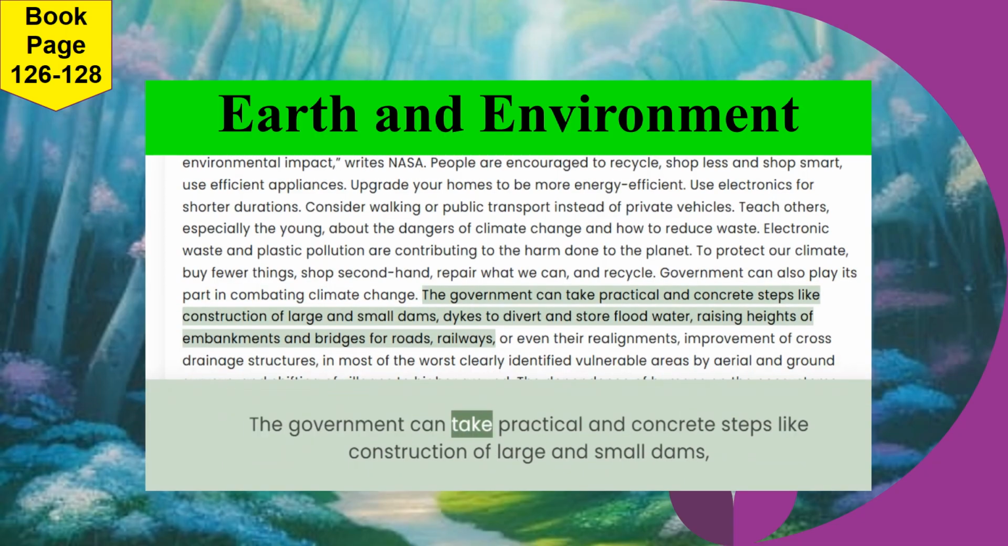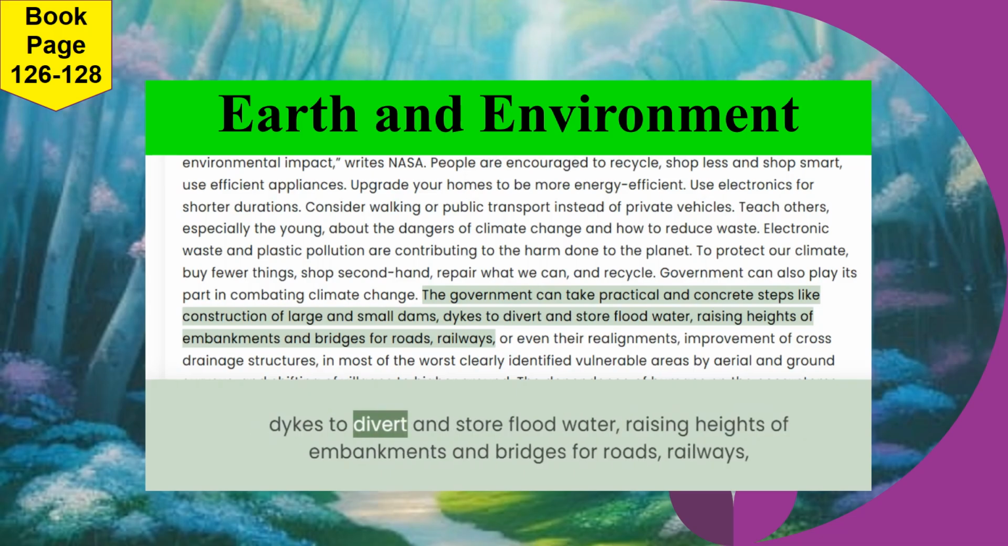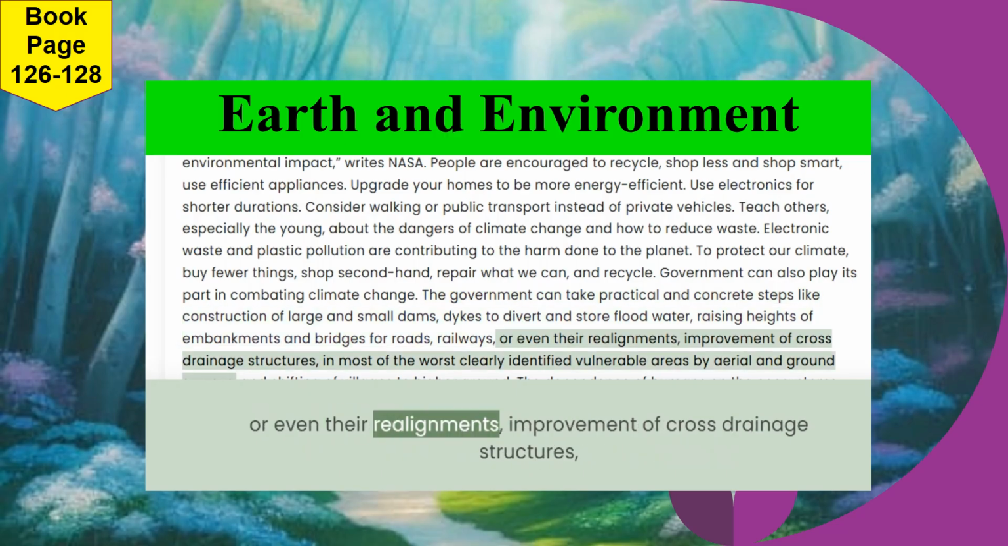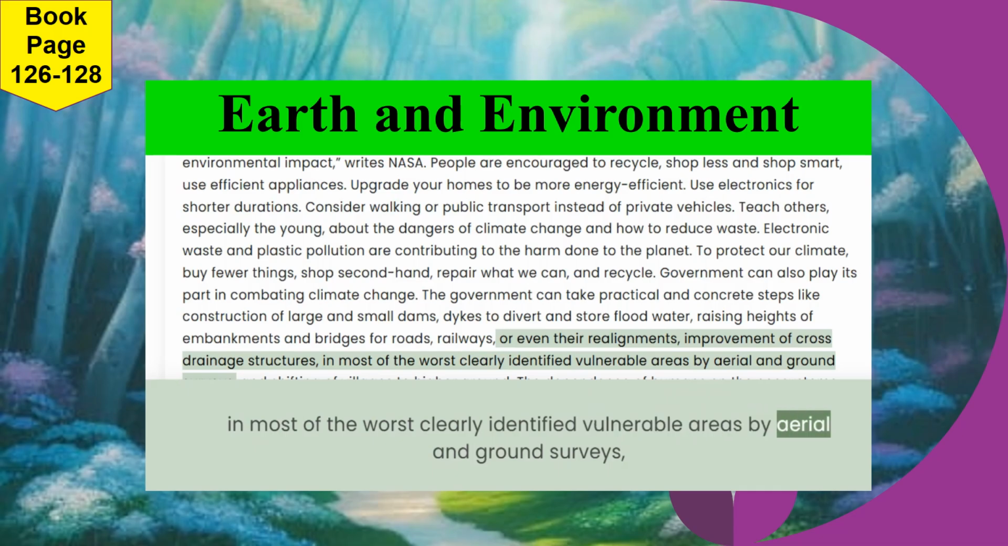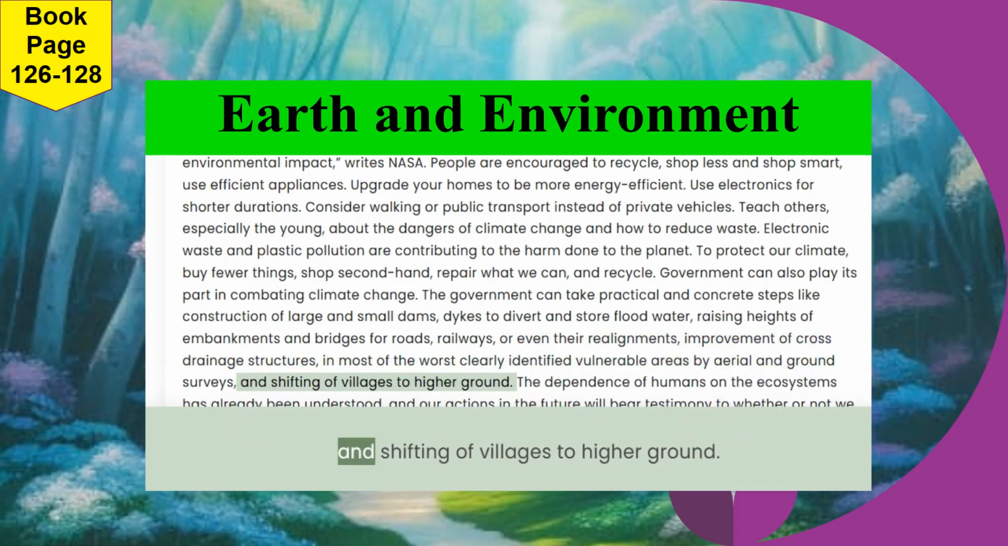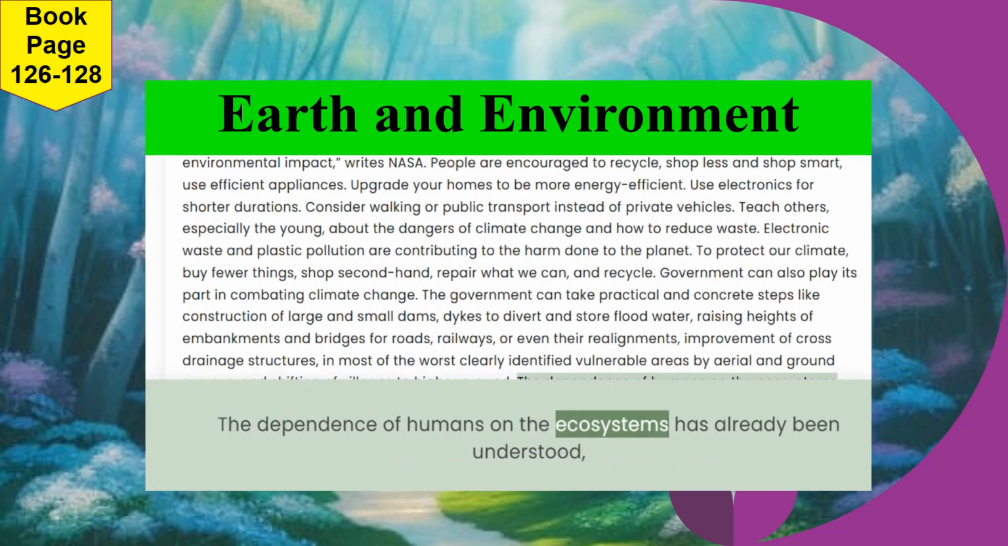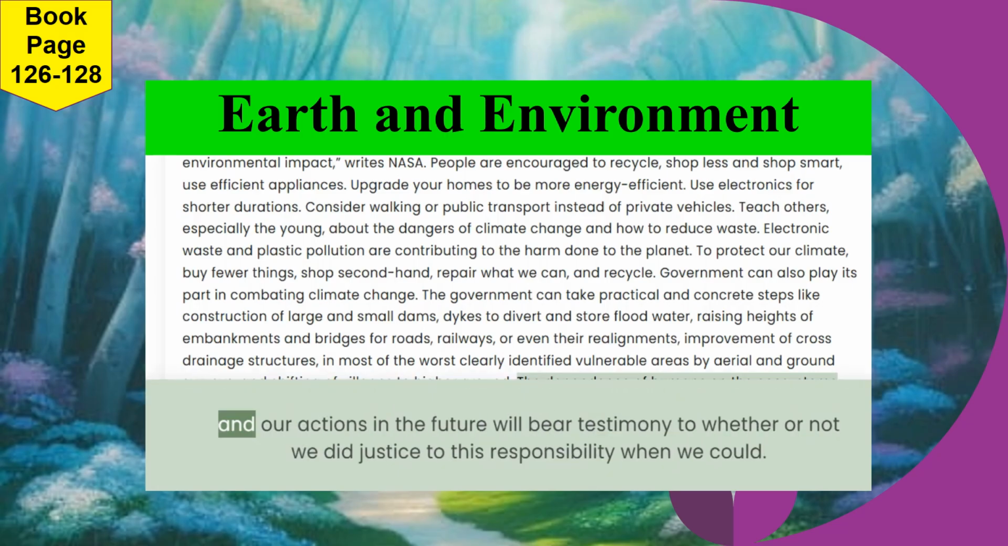The government can take practical and concrete steps like construction of large and small dams, dikes to divert and store flood water, raising heights of embankments and bridges for roads, railways, or even their realignments, improvement of cross-drainage structures, in most of the worst clearly identified vulnerable areas by aerial and ground surveys, and shifting of villages to higher ground. The dependence of humans on the ecosystems has already been understood, and our actions in the future will bear testimony to whether or not we did justice to this responsibility when we could.